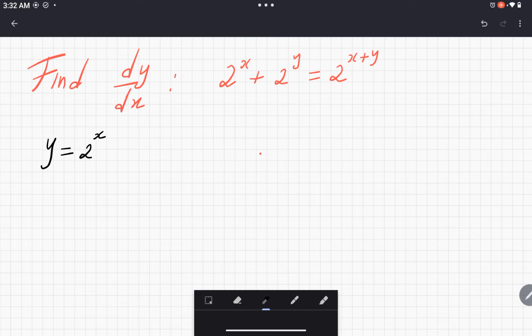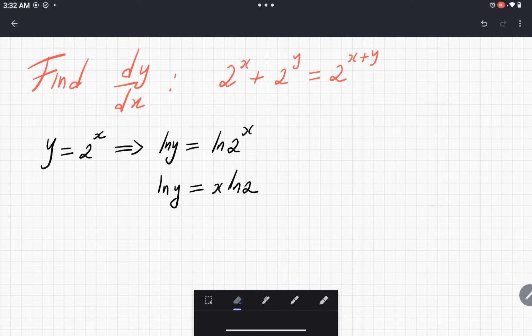So generally, for a simple function like this, to look for the derivative, we simply take the natural logarithm on both sides. So this implies that we are going to have ln of y equals ln of 2 raised to the power x. We'll go ahead and simplify this, and simplifying this, we have ln of y equals x ln of 2.